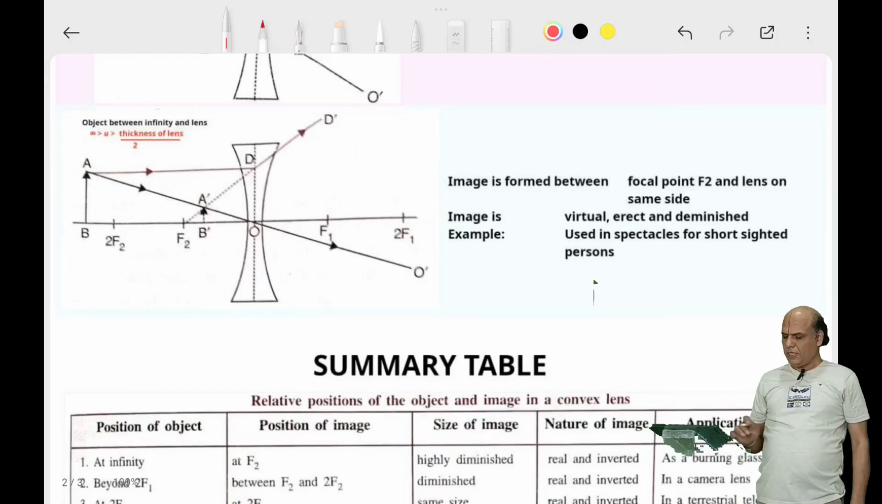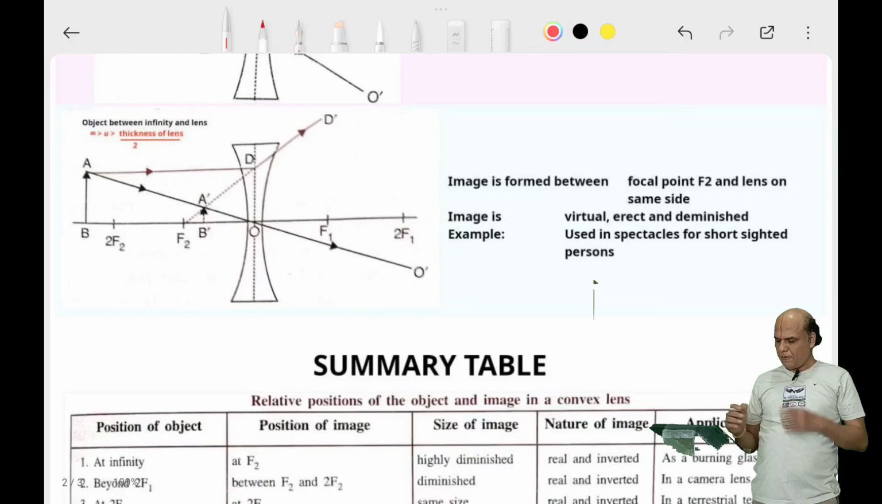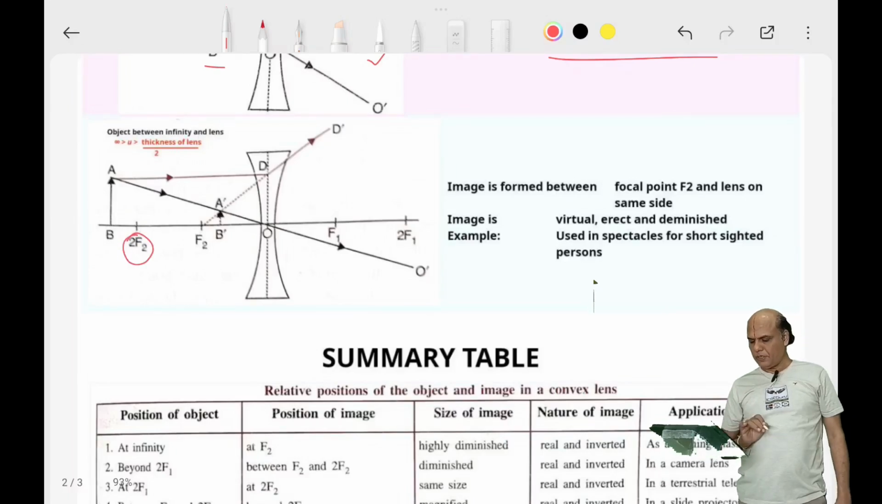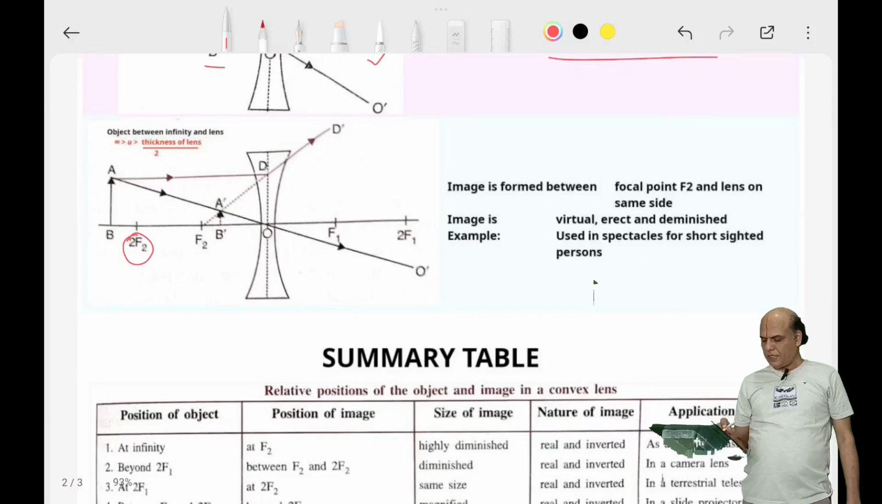Now, there remains just another case for the concave lens, when the object is placed beyond the second focal point. Consider an object placed at AB. Now an image is formed as A'B'. If you see, this image is formed between the focal point and the lens, and the image is diminished, and the image is virtual.